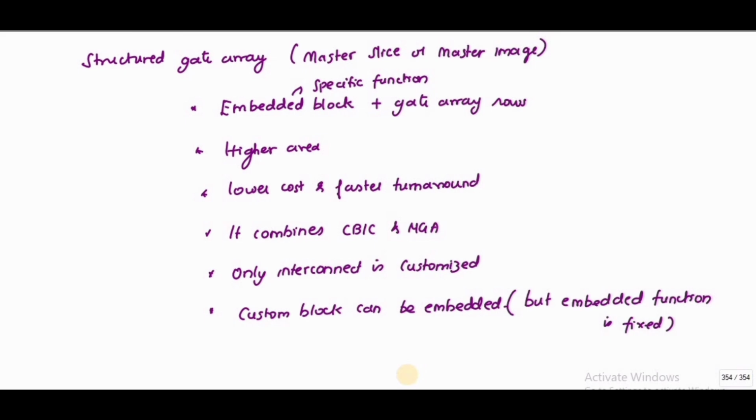Here the custom block can be an embedded block, but the embedded function is limited. So for example, if 36K memory is allocated, we can't use more than 36K, right? So if we need only 60K, the remaining is wasted. So that is the disadvantage of this structured gate array.